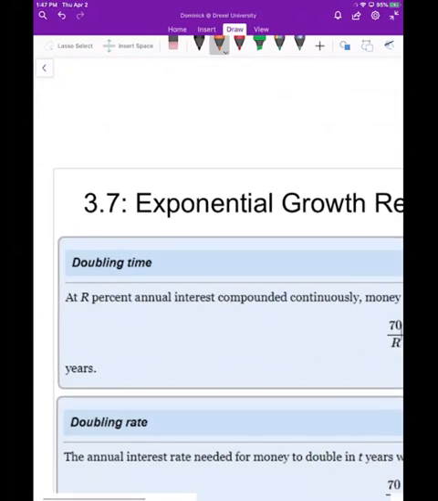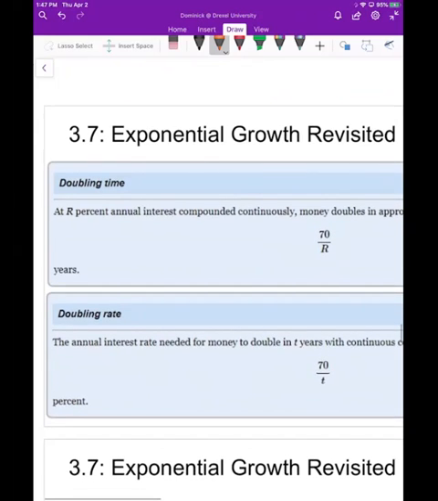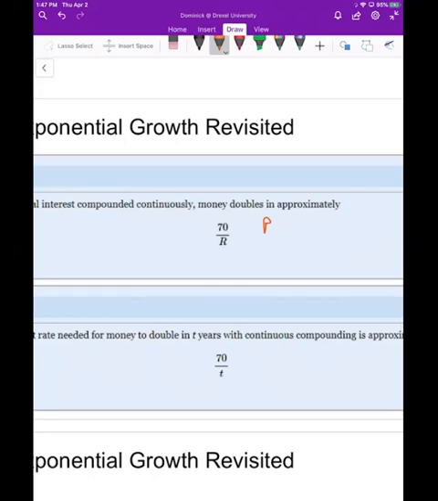Okay. Now, some other questions that we can look at here are the idea of approximating doubling time and a doubling rate. So if your R is your interest rate, then 70 over R is approximately the doubling time. Sometimes this is called the rule of 70, right?